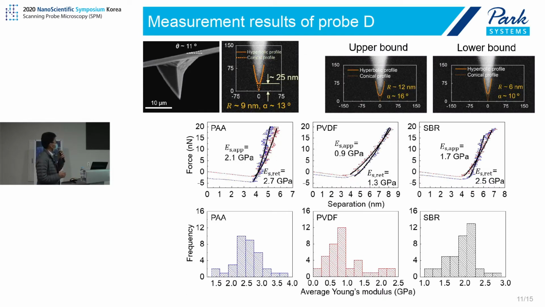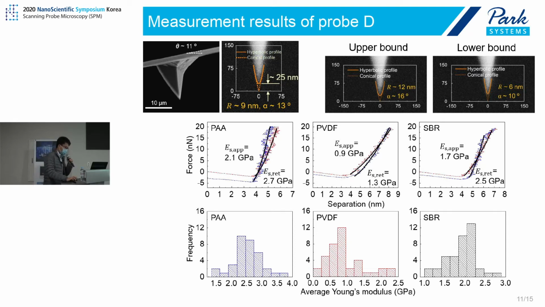So I would like to move on to the measurement result for probe D. This probe also has a conical shape with a rounded apex. However, the tip shape in this case is relatively small. And also you can see the hyperbolic profile describes the tip shape of probe D well. But in this case, the uncertainty of the tip parameter determination is quite large because of the limitation of the SEM image.